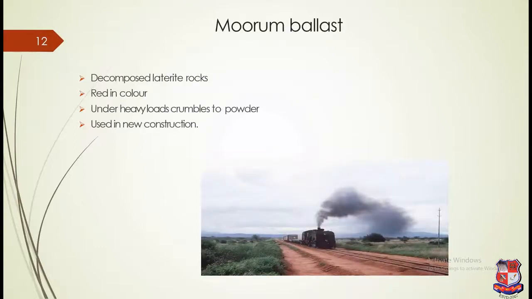Next, muram ballast. The decomposition of laterite results in the formation of a soft aggregate called muram. It has a red or sometimes a yellow color. The muram ballast is normally used as initial ballast in new construction and it is also used as sub-ballast. As it prevents water from percolating into the formation, it is also used as blanketing material for black cotton soil.